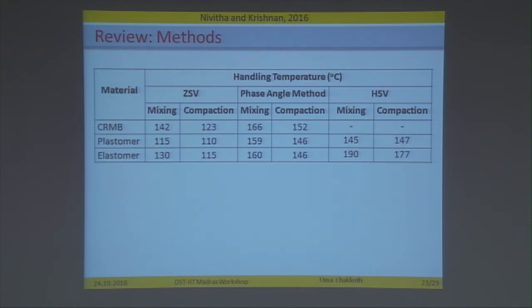So, in our work, the binders CRMB 60, PMB 40 plastomer and PMB 40 elastomer were taken, and we tried to review the methods using the above mentioned methods. So, we see that there is a wide range of temperatures which are available. Taking the zero shear viscosity method for one particular binder itself, you can see that the method not only does not give the same mixing and compaction temperature range, but on the whole you can see that there is a wide range of temperatures identified as far as the mixing and compaction regime is concerned using all the three methods.